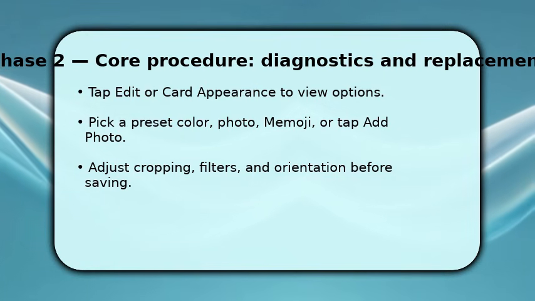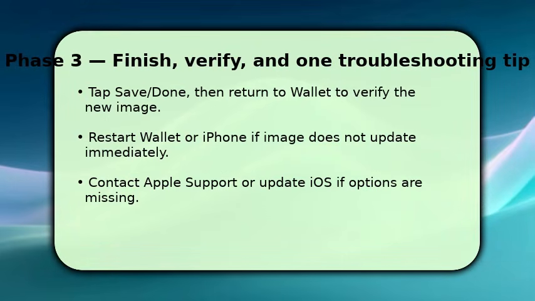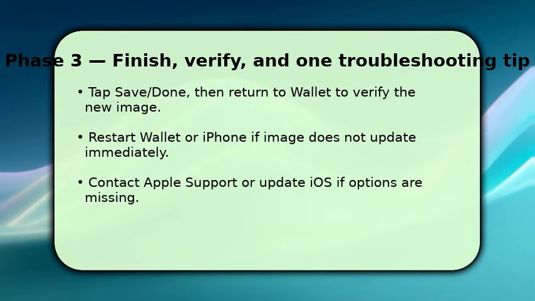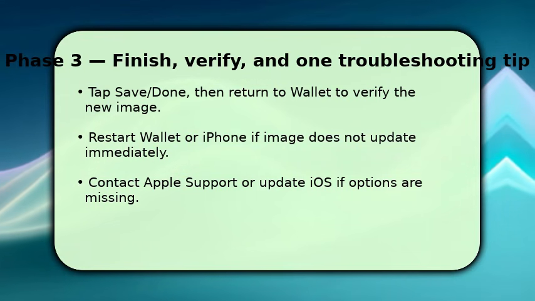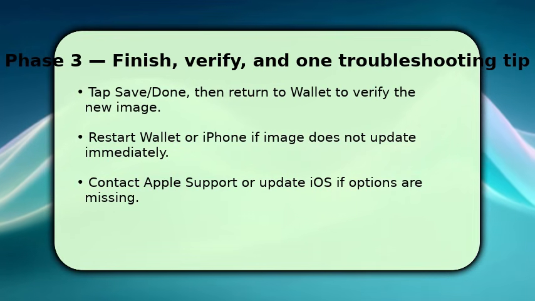To finish, tap Save or Done and return to Wallet to confirm the new image displays on the Apple Card tile. This ensures changes propagated. If you don't see it right away, force close Wallet, restart your iPhone and check again. This flushes caches and often resolves sync delays.